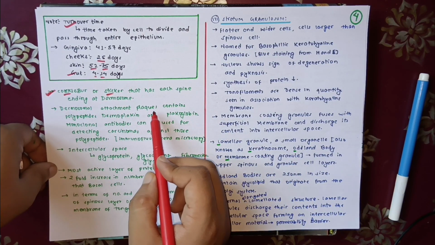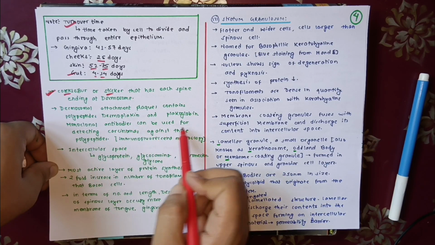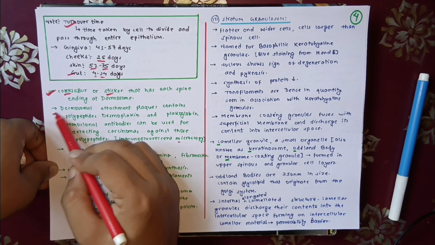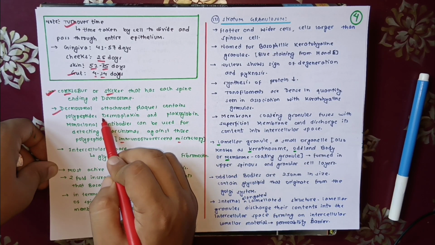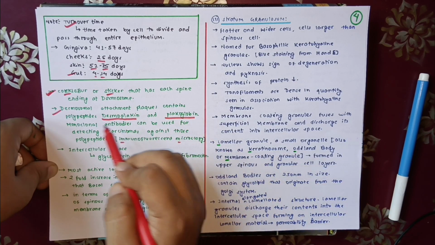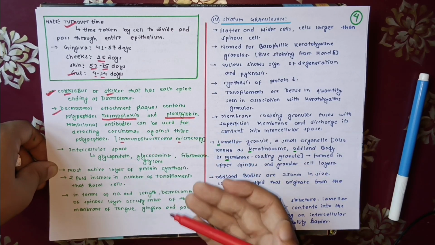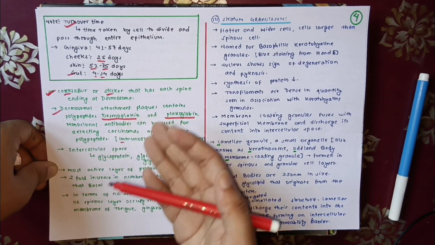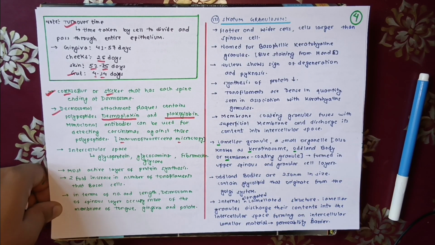Desmosomal attachment plaques contain the polypeptides desmoplakin and plakoglobin. Monoclonal antibodies against those polypeptides can be used for detecting carcinomas by immunofluorescent microscopy. So desmoplakin and plakoglobin are the different polypeptides present on the desmosomal attachment plaques, and with the help of these monoclonal antibodies we can detect the carcinomas.